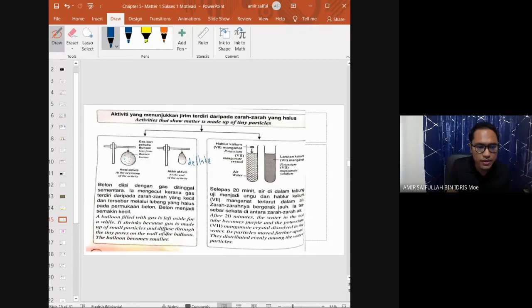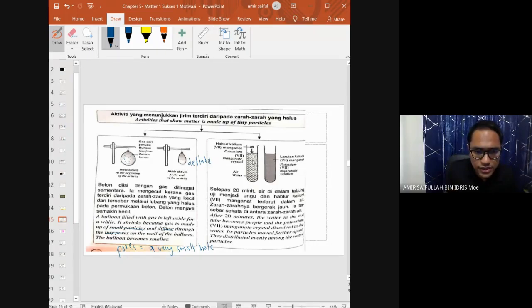A balloon filled with gas is left aside for a while. It shrinks because gas is made of small particles. Gas is discrete and made of small particles, and it can diffuse, passing through tiny pores, the small holes. A balloon, or anything, actually has very tiny pores. Pores are very small holes. You can only see the pores using a microscope; with your own eye, you cannot see. So the gas particles can escape through the pores on the wall of the balloon, so the balloon becomes smaller.